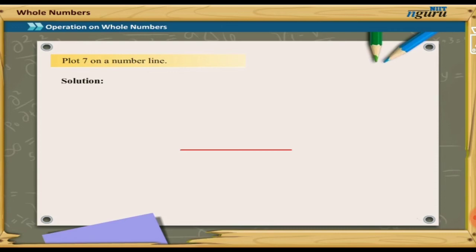Let us multiply 3 and 5 on a number line. Draw a number line. Starting from 0, taking 3 steps together, move 5 times to the right. You reach the number 15. So, 3 multiplied by 5 is equal to 15.